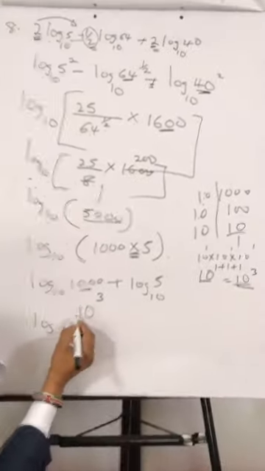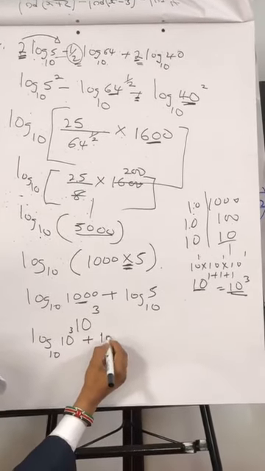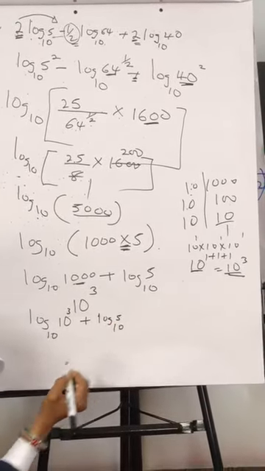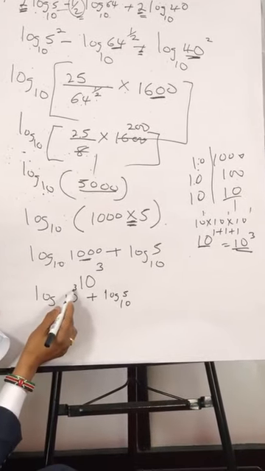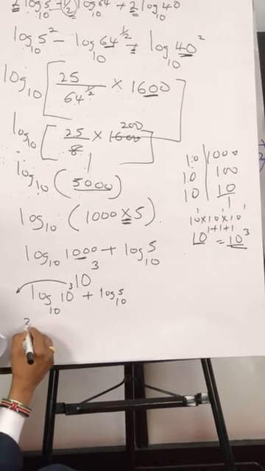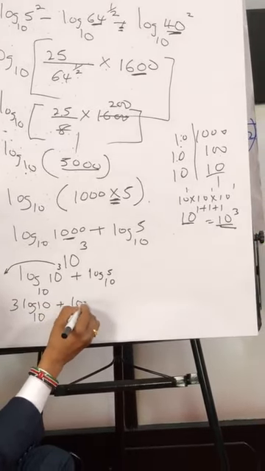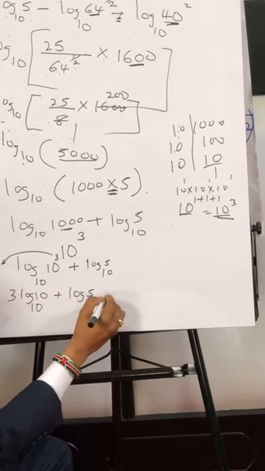So this is log of 10 to power 3 to base 10 plus log of 5 to base 10. So log 10 to power 3, you can drop this 3 down. It becomes 3 log 10 to base 10 plus log 5 to base 10.